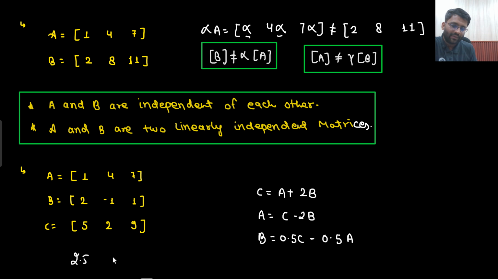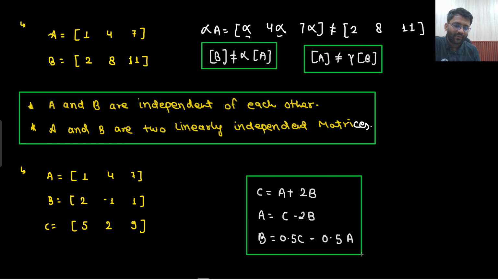What you will get? 2.5, 1 and 4.5. And subtract half of it. What is half of it? This will be 0.5, this will be 2 only, and this will be 3.5. So 2.5 minus 0.5 will be 2. 1 minus 2 will be minus 1. 4.5 minus 3.5 will be 1. So this is how you can get matrix B. So these are the relations we are getting as C, A and B.